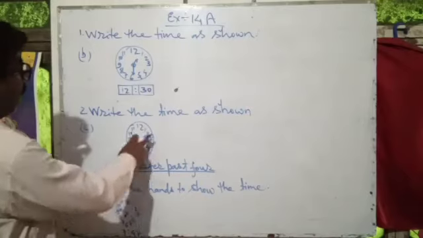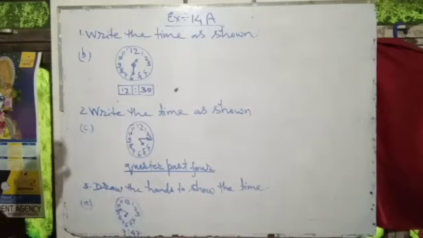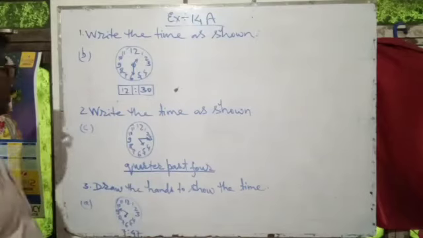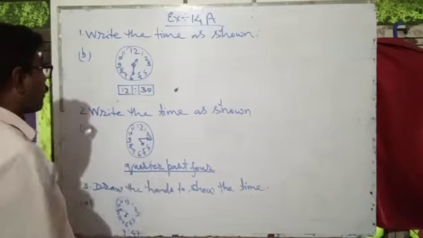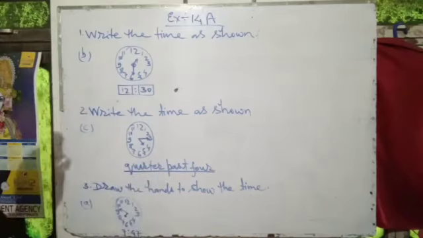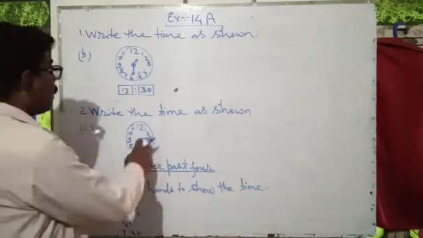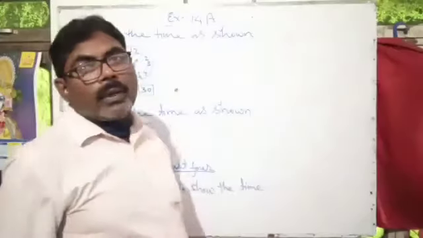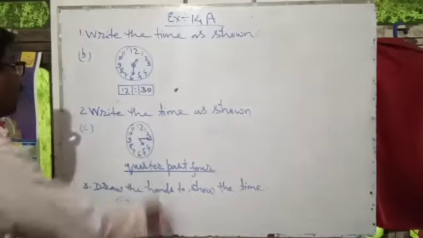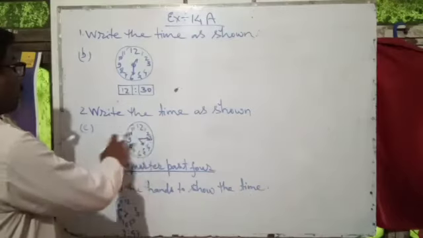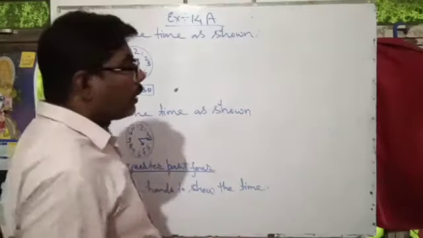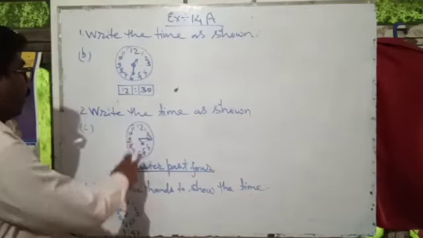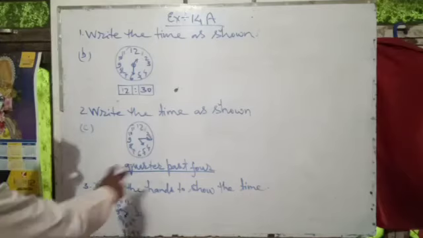Children, here the short hand is just after 4 and the long hand is at 3. That means quarter past 4. That means 4:15. 3 5s are 15. Each digit has 5 small dots that indicate minutes. That means 3 5s are 15, that means 15 minutes. 4:15. That means a quarter past 4.